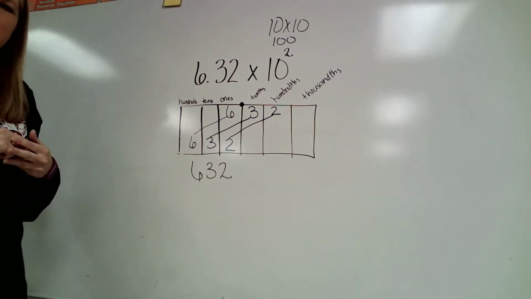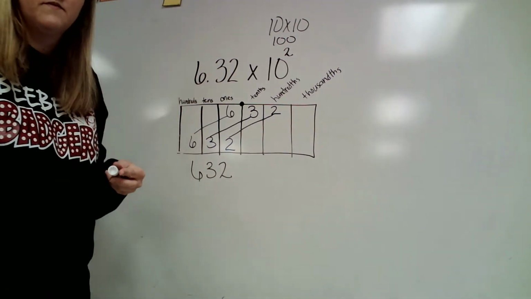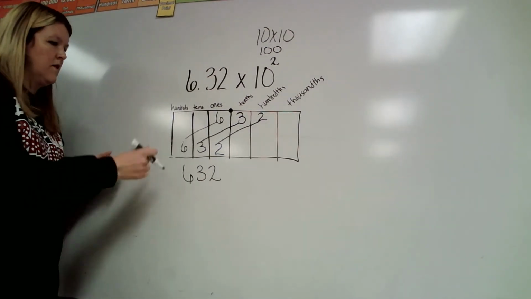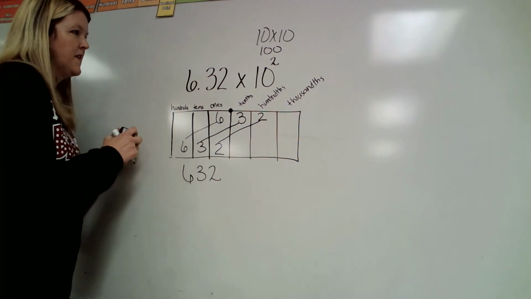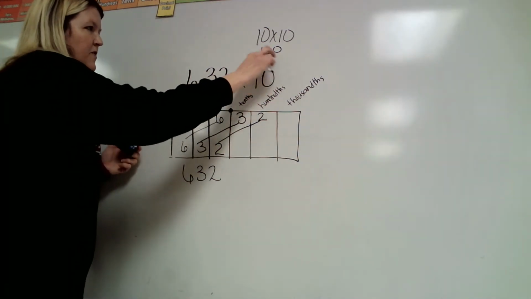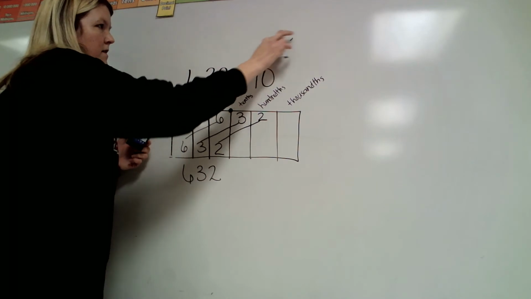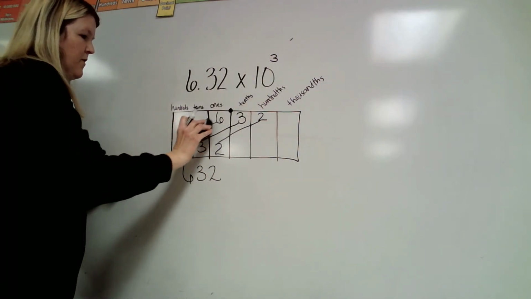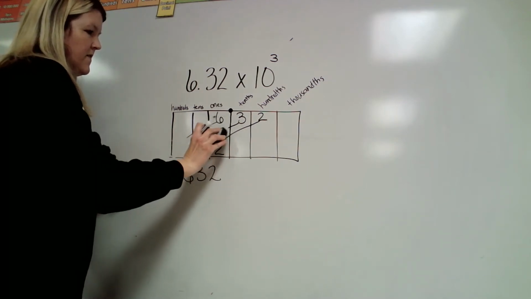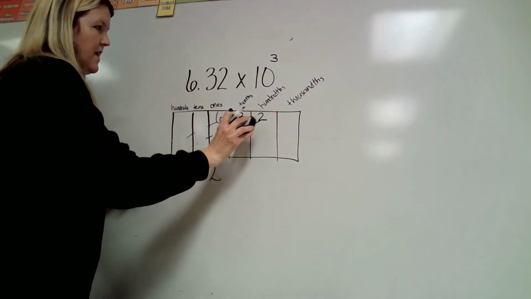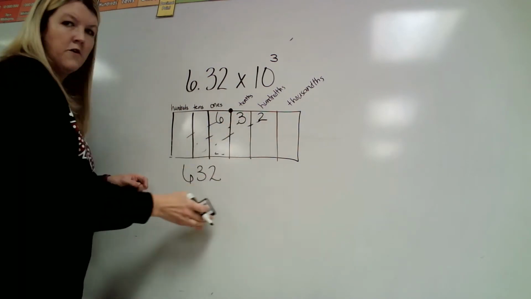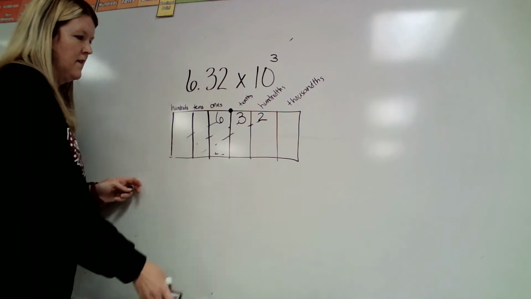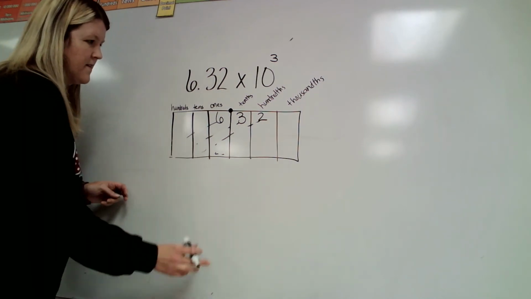So we're going to try another one like this. So for this one, we're going to keep the same digits, but we'll say we're going to multiply by 10 to the third power. So I'm going to start out with the same number, 6 and 32 hundredths, but now we're multiplying it by 10 to the third power, which we know that's 10 times 10 times 10, which is going to be 1,000. So we have to shift it 3 places.